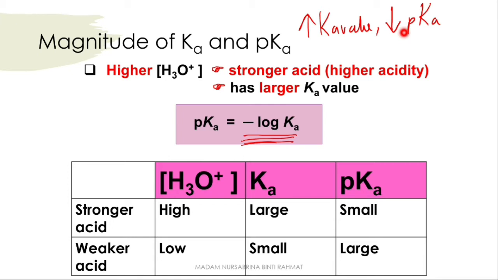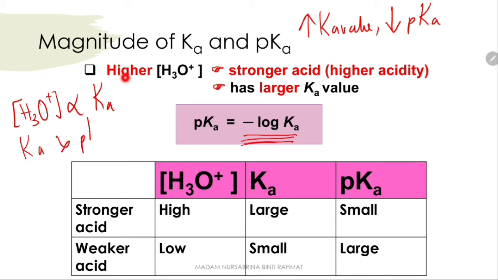The concentration of H3O+ is directly proportional to your Ka value, and Ka is inversely proportional to your pKa. This relationship is very useful and you need to memorize it, because it will help you rank weak acids in order of increasing strength, depending on whether you are given the Ka or pKa value.